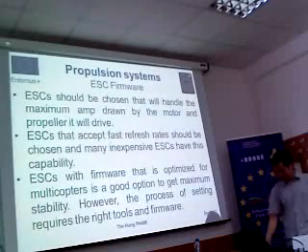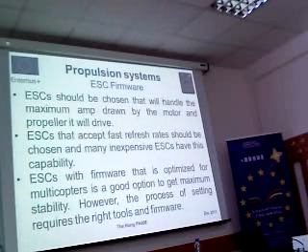So this is how we choose the ESC. The ESC should be chosen to handle the maximum current drawn by the motor and the propeller it will drive. So we have to see what the maximum current for the rotor is, and we choose the appropriate ESC. And the ESC's refresh rate should be chosen, and then inexpensive ESCs have this capability.